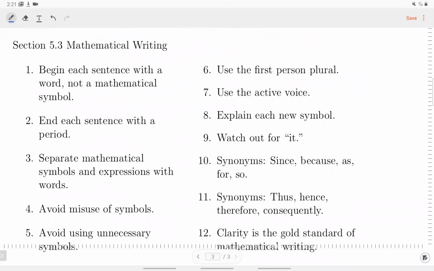So the book in section 5.3 has some really nice comments on proofs. They're just generally accepted grammatical practices. So for example, when you start a sentence, you should start with a word, not a mathematical symbol. So if you're wanting to start by saying for every X, you cannot start the sentence with the symbol. You would actually have to write out for all X in R or something. Okay. So that's just proper grammar. You cannot start with the symbol.